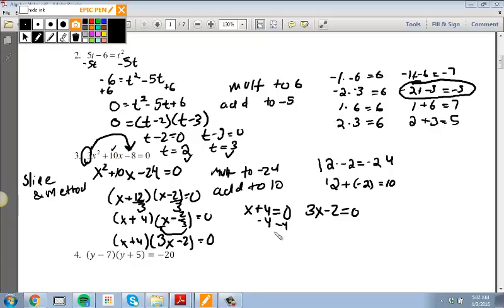Subtract the 4, so x is equal to negative 4. Add the 2, so 3x is equal to 2, and then divide by 3, so x is equal to 2 over 3. Kaboom! Alright, you have your two solutions. x equals negative 4, and x equals 2/3.